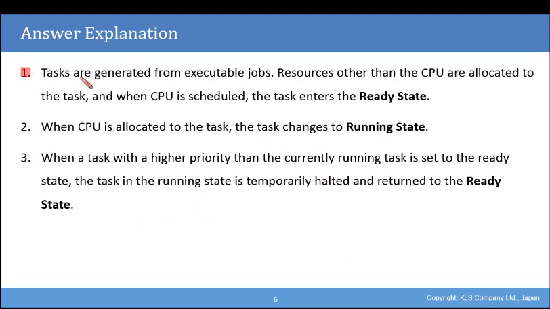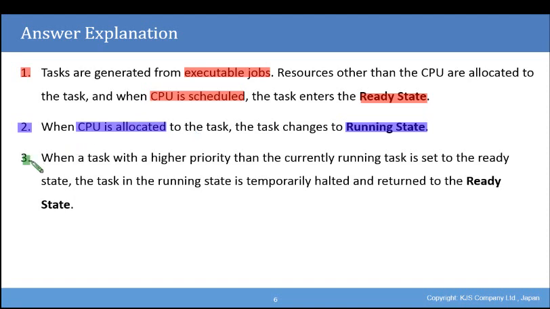In transition 1, tasks are generated from executable jobs. Resources other than the CPU are then allocated to the task, and when the CPU is scheduled, the task enters the ready state. So in transition 2, when the CPU is allocated to the task, it changes to the running state. So when the CPU is needed, we allocate our task into the running state.